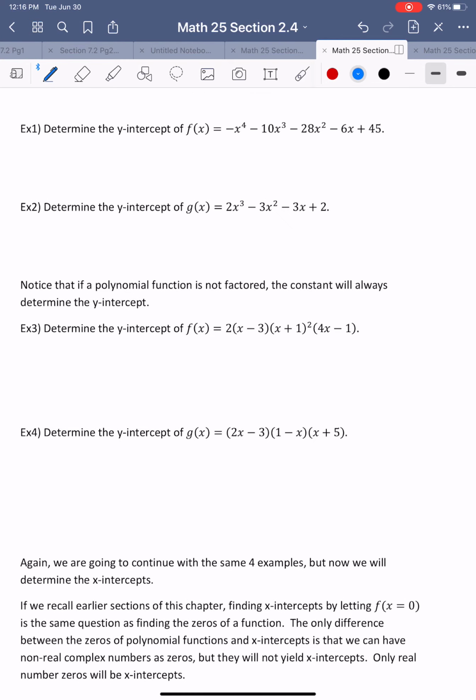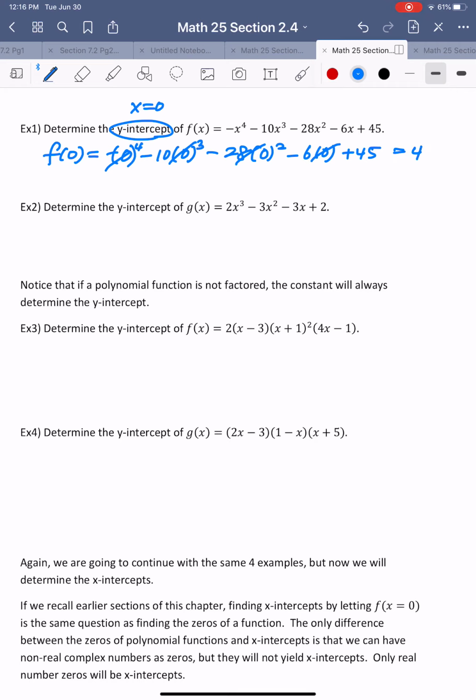Alright, now finally example 1. Determine the y-intercept. In order to find the y-intercept, the good thing is x is always 0. So what do we do? Plug in 0. So negative 0 to the 4 minus 10 times 0 cubed minus 28 times 0 squared minus 6 times 0 plus 45. So everything cancels out except the 45. So the y-intercept is (0, 45).